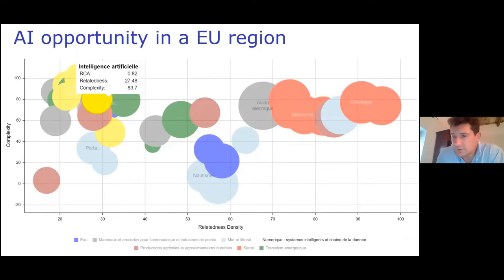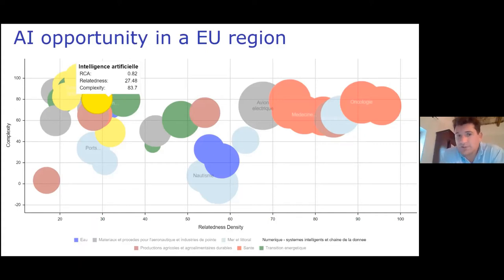So that's a typical example of a region that could scan its potential in AI, global potential. Not having AI today is a risky strategy. But of course, what you see here is that you have much stronger opportunities in regenerative medicine, electrical planes, and also oncology, other types of activities. So it's going to be much easier to invest in the bubbles on the right and on the top, and grow sectors around these bubbles in the region, than the one on the left.